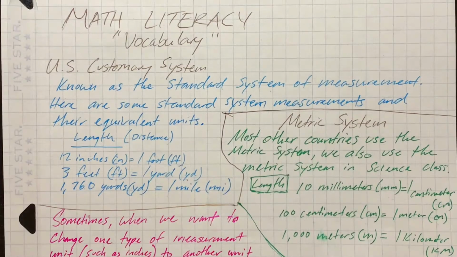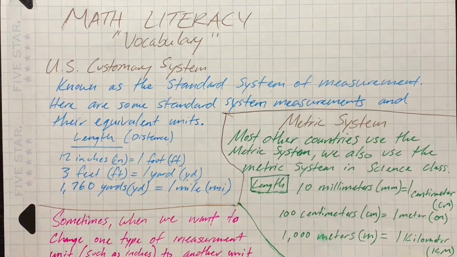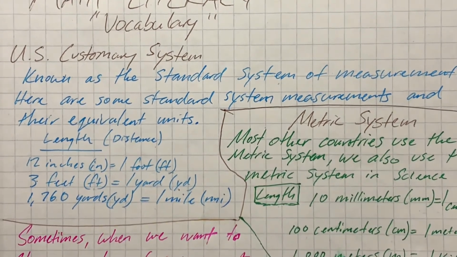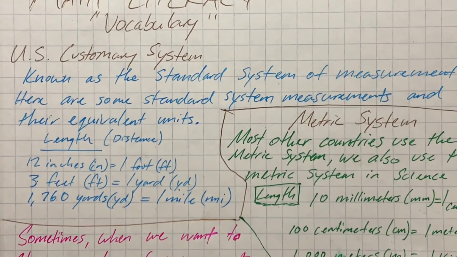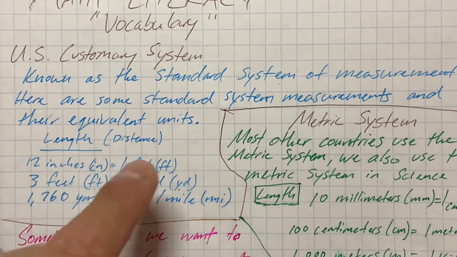Let's get started. For our key vocabulary words, I'm going to zoom in just a bit. With the United States customary system, this is what we're used to here in the United States. This is the known standard system of measurement. And here are some examples of the standard measurements and their equivalent units.